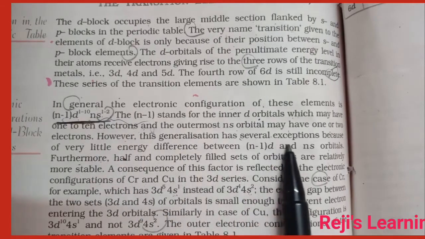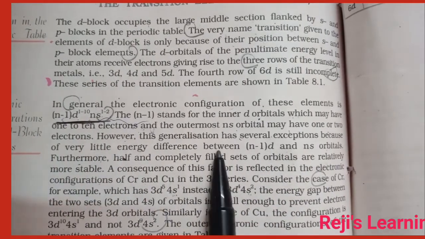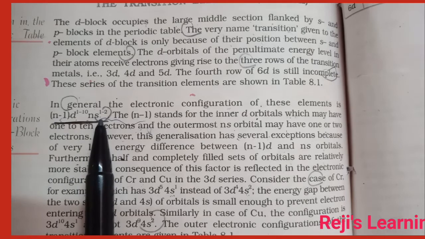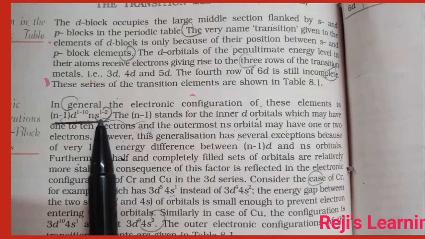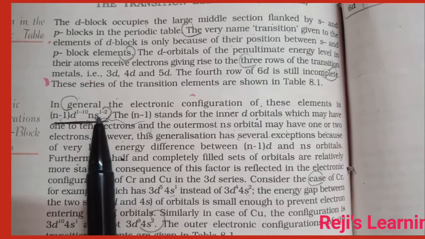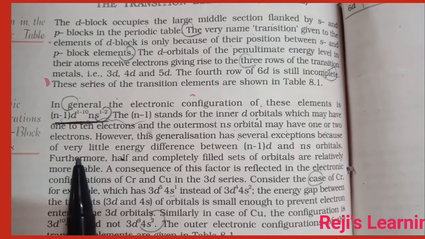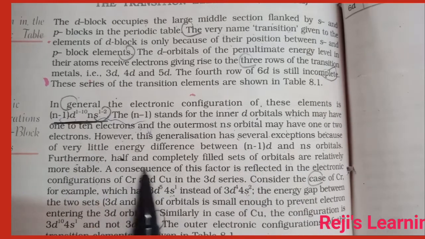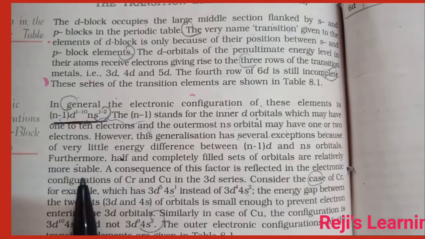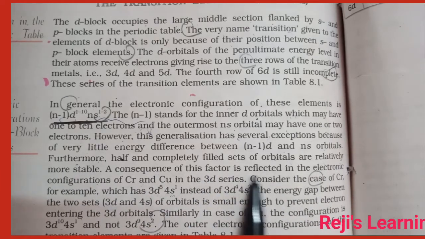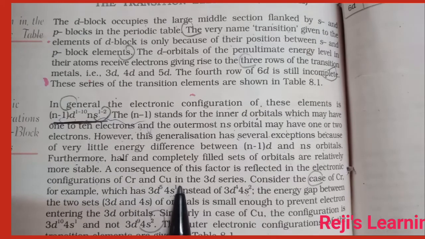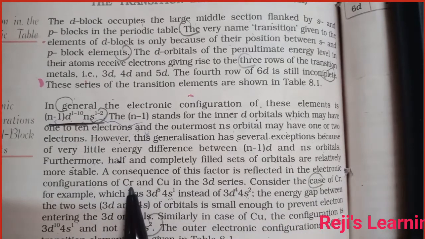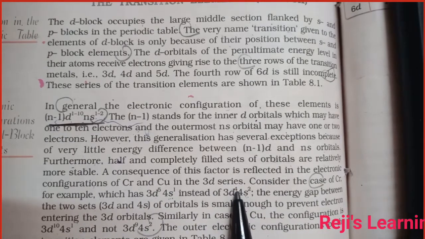However, this generalization has several exceptions because of very little energy difference between (n-1)d and ns orbitals. Furthermore, half and completely filled sets of orbitals are relatively more stable. A consequence of this factor is reflected in the electronic configuration of chromium and copper in the 3d series.